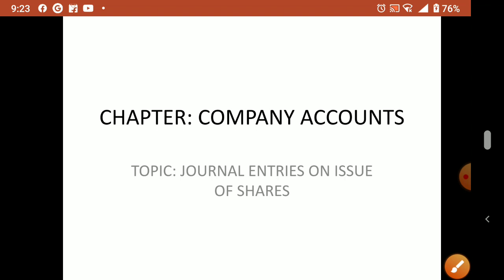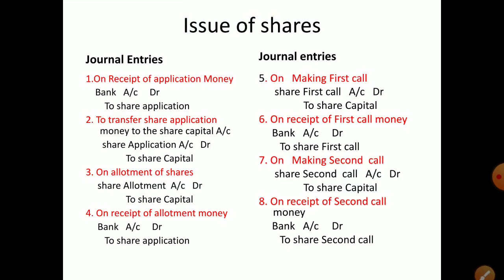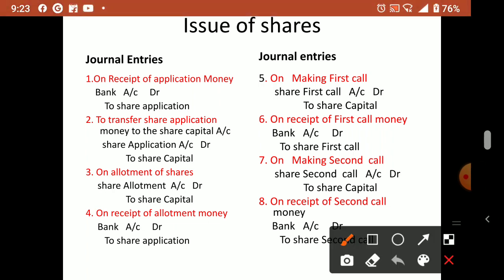Now directly we'll go to the journal entries. Issue of shares journal entries, like what I told you, different stages are there. This is the first stage, application. Each stage has two entries. This is the second stage, this is the third stage, this is the fourth stage. If four installments are there, all of these will be there; if three, only that much will be there.